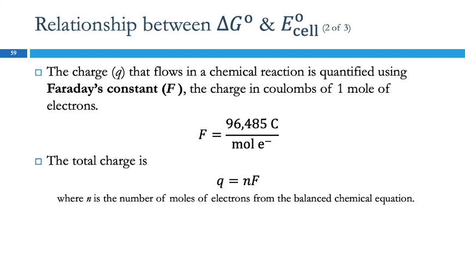So the charge that flows is quantified using Faraday's constant. Faraday's constant tells us how many coulombs are in 1 mole of electrons. So coulomb is a unit of charge. In chemistry, we're dealing with everything in moles, and the unit of charge we use is electrons. So this relates coulombs to moles of electrons. So the total charge, Q, is going to be the number of moles of electrons times the Faraday constant. And this N comes from the moles of electrons in that balanced chemical equation.